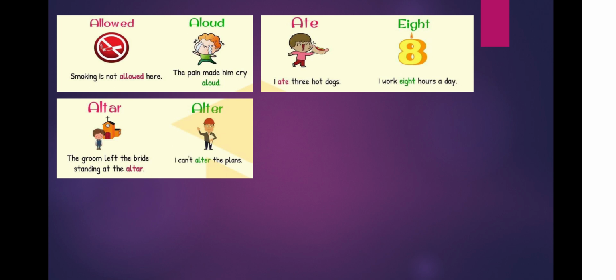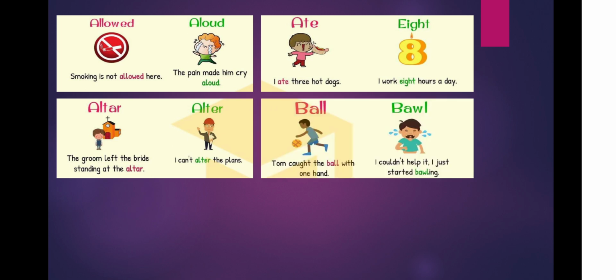Next, altar and alter, right? They sound quite similar. So, what is the meaning of altar? It's a religious place where religious rituals are performed. So, here's the example of a religious place: the groom left the bride standing at the altar, right? Now, come to the other example, alter, right? Which means to make changes. I can't alter the plan. So he is a builder or a project head who doesn't want to change his plans, right?